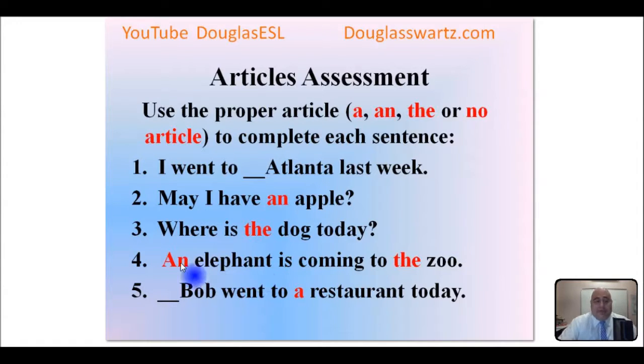Number four, an elephant is coming to the zoo. An elephant has a vowel sound. The zoo, generally there's only one zoo in a city or a town. So an elephant is coming to the zoo. You use the definite article in front of the zoo. Number five, Bob went to a restaurant today. There's no need for an article in front of Bob, so it's no article. Went to a restaurant today.